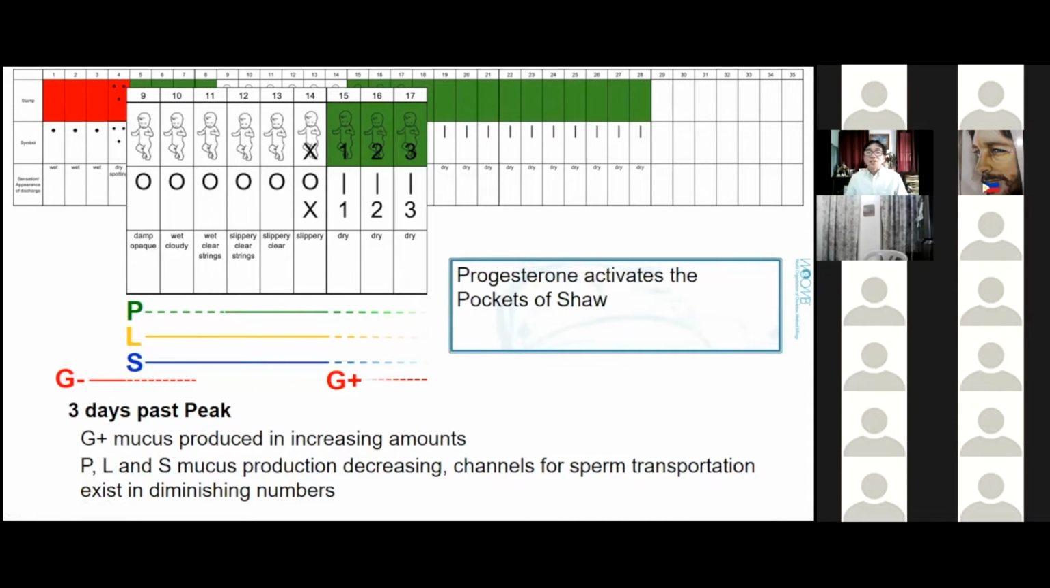Progesterone activates the pockets of Shaw. And what will be the role of the pockets of Shaw? To absorb all moisture, making all sensation totally dry or no longer lubricative. The mucus is dried by the pockets of Shaw after the peak day.